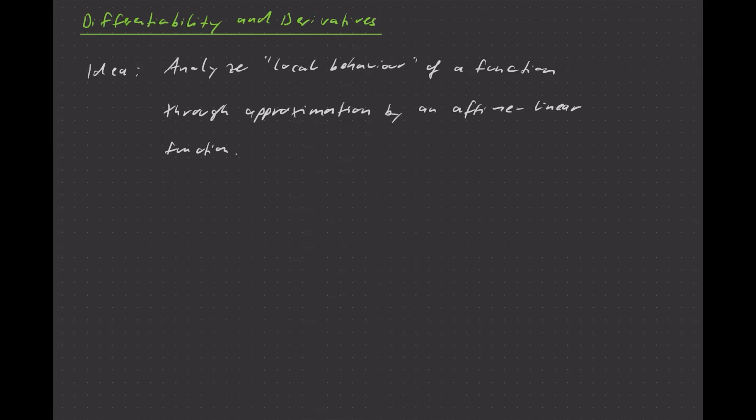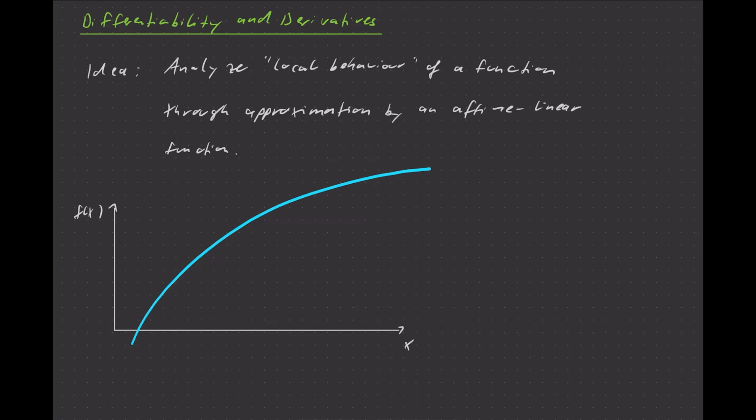Now, before we define that more precisely, let me make a quick sketch to illustrate that idea. So here's a coordinate system. And let's say we have a function f, and the graph of f looks like that. So this is our function f. And we want to locally approximate that function. So let's say we have a certain point, we call that x star. We want to analyze the behavior of that function around x star.